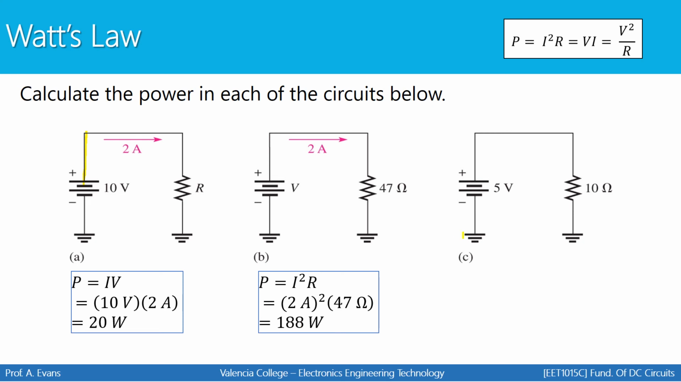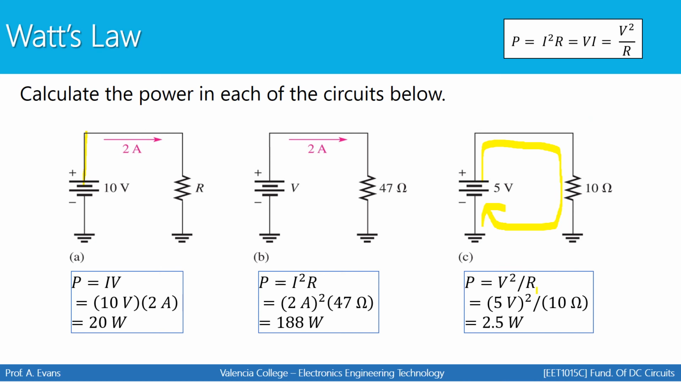And then finally, for the third circuit, we have a voltage source, we have a polarity, so we know current has to flow this way. And we have a resistor of 10 ohms. What we don't know is how much current is flowing through the circuit. Now, if you wanted to, you could use Ohm's law to calculate the current flowing in the circuit and then use one of these 2 formulas here. Or you can just use the third formula, which says that power is V squared divided by R. So take your voltage, which is 5 volts, square it, and then divide by 10 ohms, you'll get 2.5 watts.